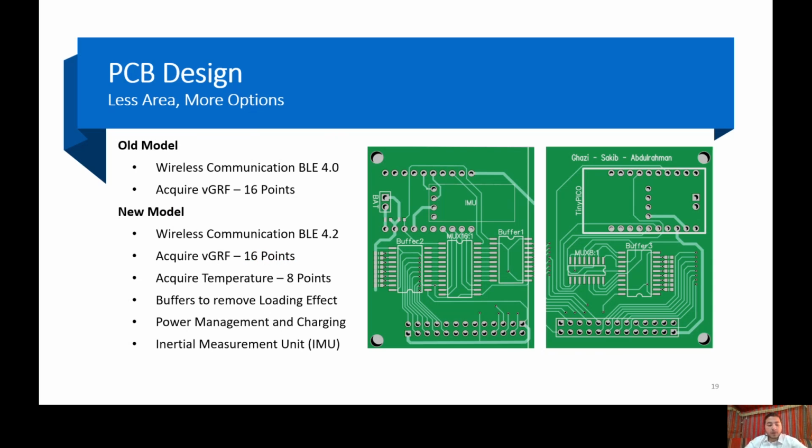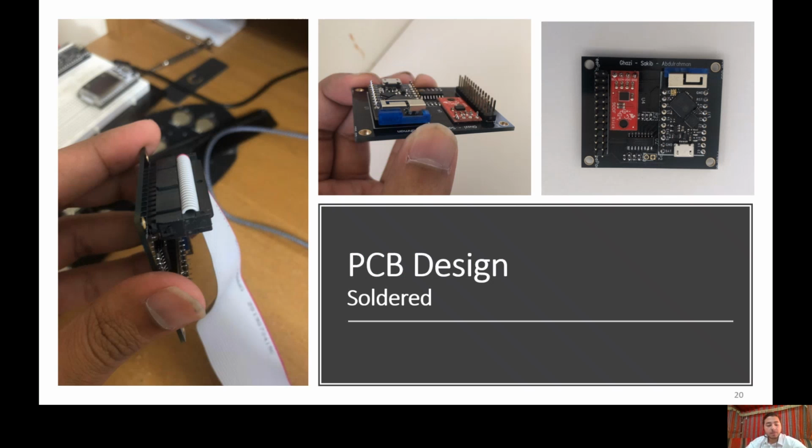Now, moreover, the new PCB doesn't have only a smaller area, but more options, which is a good accomplishment, I believe. So there are 4 more new features in this model. In addition to the BLE wireless communication protocol and acquiring 16 points of the GRF, we can now acquire temperature of 8 different points on the foot. There are buffers to remove the loading effect. Power is managed better, and we can charge our battery. And an inertial measurement unit is used as well.